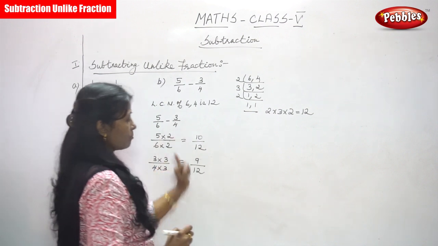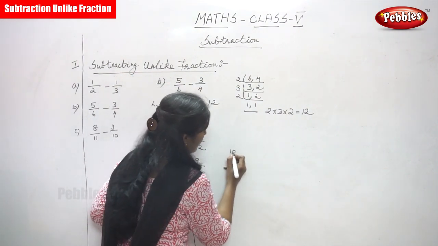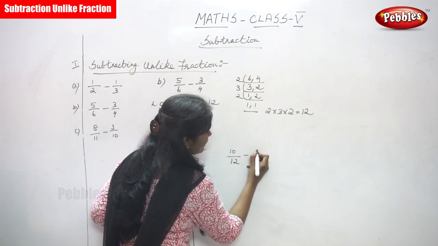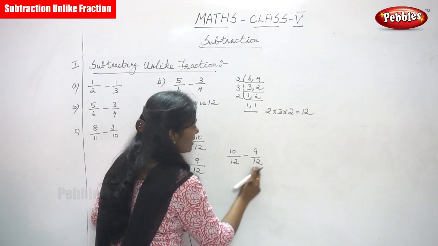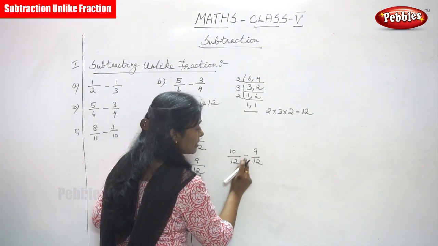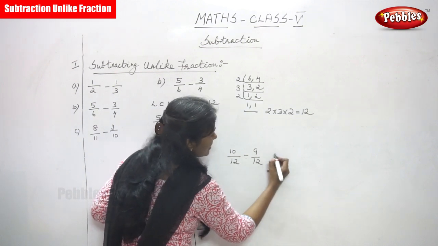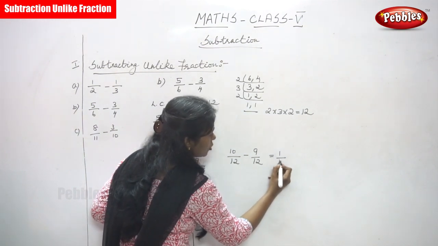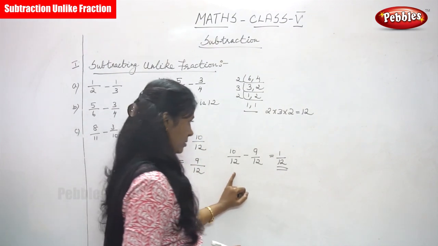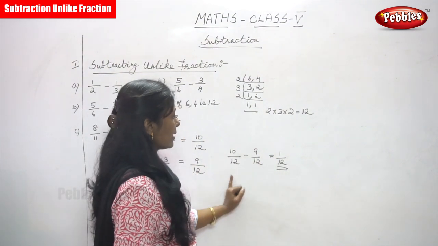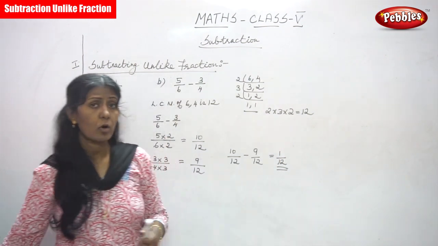So both the denominators are the same. So 10 by 12 minus 9 by what? 12. So the denominators are the same. So what is in the middle? That is minus. So 10 minus 9, you get what? 1 by 12. So this is the answer for the question. So 10 minus 9, you get 1, again divided by 12. So this sum is also over.